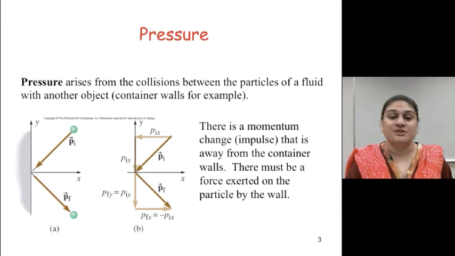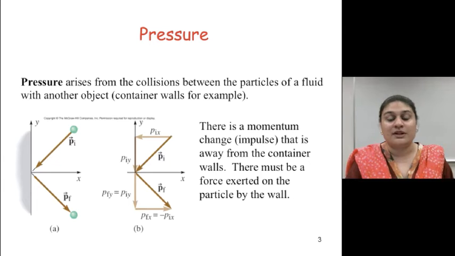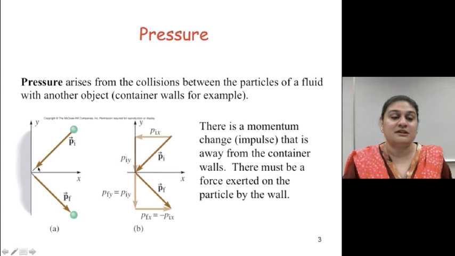So pressure arises from the collisions between the particles of a fluid and another object, for example, the walls of a container. For the momentum change, or impulse, that is away from the container wall, there must be a force exerted on the particle by the wall. For example, if a gas particle comes in here, it hits the wall and rebounds back. So there will be momentum conservation and a momentum change, and all of those fun things that we've been talking about.